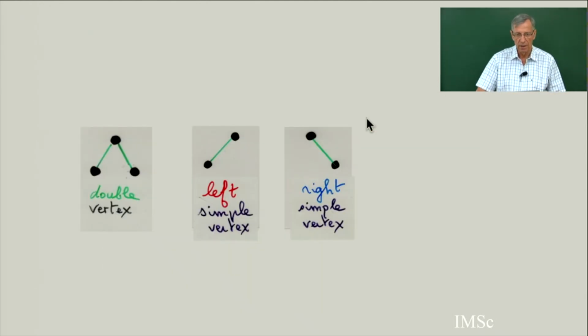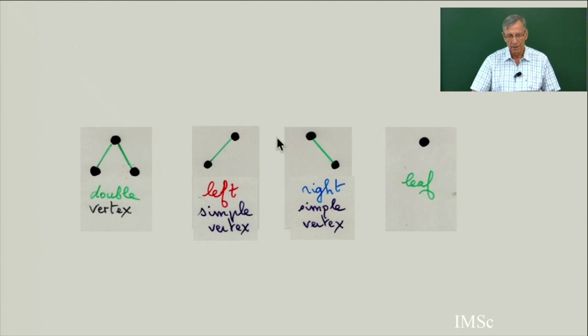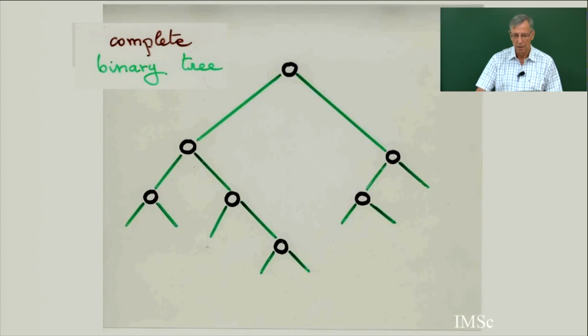And in a binary tree, there are 4 kinds of vertices. A vertex may be a double vertex, or a simple vertex with only one left son or daughter, only one right son or daughter, or a leaf, where there is no son at all, no descendant. So there are 4 kinds of vertices in a general binary tree, and a complete binary tree has only double vertices or leaves. If there is no simple vertex, you get a complete binary tree.